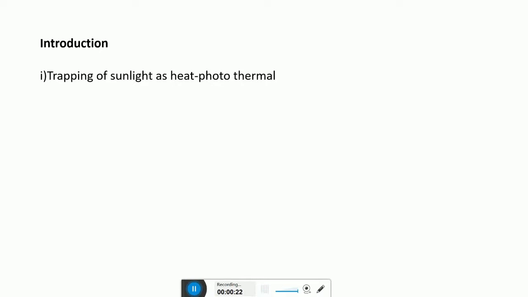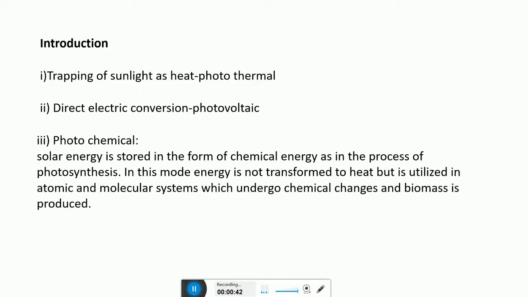Most of the solar energy applications come under the following three classes. First class is a trapping of sunlight as a heat, means photothermal. Second is direct electric conversion, means photovoltaic. And third category or third class is photochemical. That is, solar energy is stored in the form of chemical energy as in the process of photosynthesis.